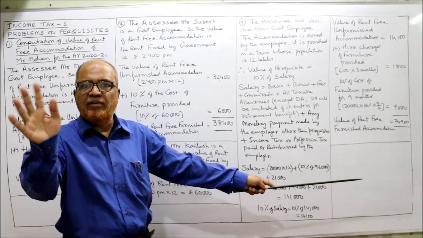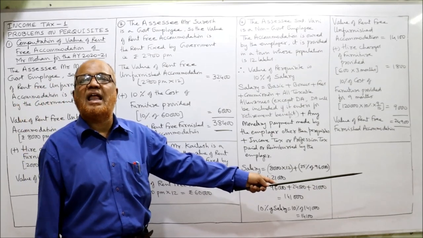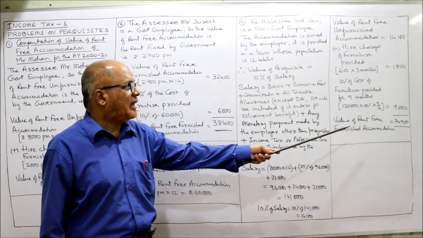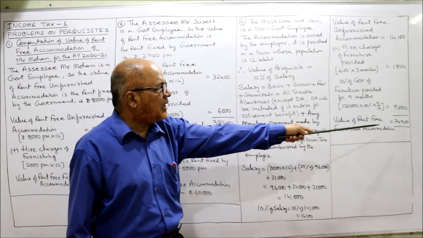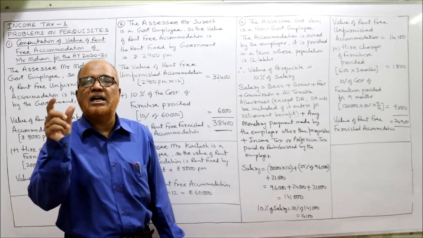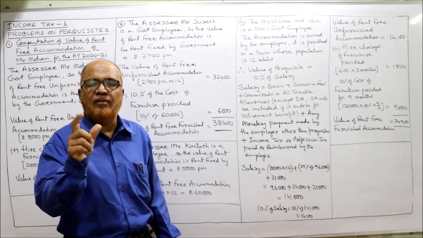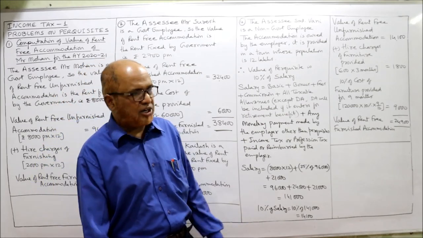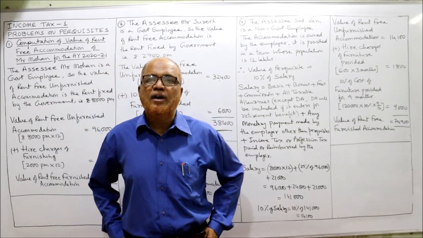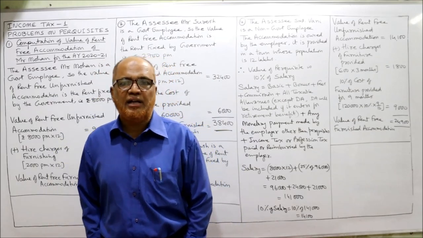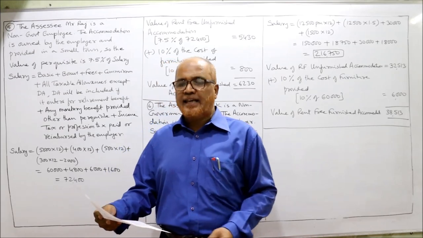12,000 for 1 year, but we don't require for 1 year. We require for 9 months. So 12,000 into 9 by 12, 9,000. Take the total, you'll get 24,900 is the value of rent-free furnished accommodation. So we have completed 4 problems on valuation of rent-free accommodation. Come on, now we'll start the next problem.